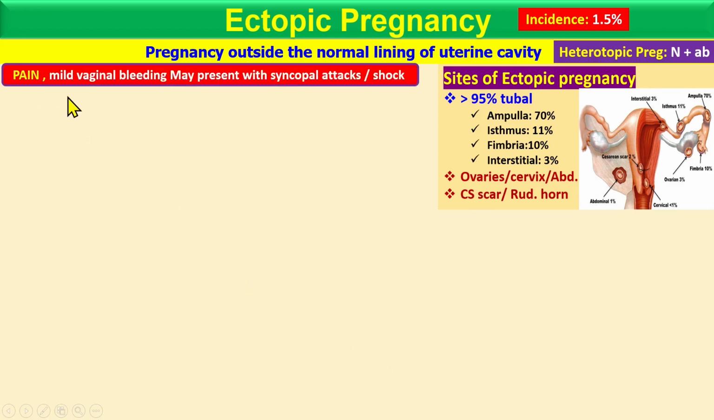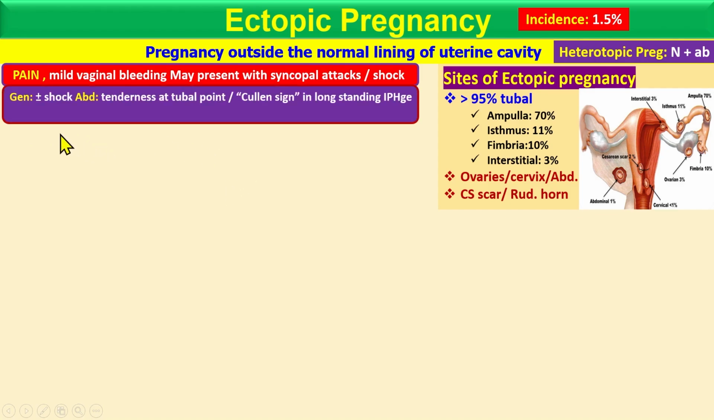What is the presentation? Presentation is pain. Other symptoms are variable. For example, mild vaginal bleeding may occur. Sometimes there is a shock condition or a syncope attack due to rupture of the ectopic pregnancy. But the main complaint is always the pain. Okay, lower abdominal pain. And on general examination, you may or may not see the sign of shock, and then you look at the abdomen.